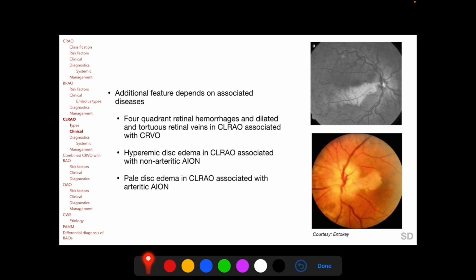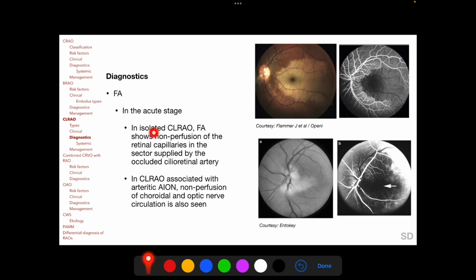edematous and pale. In the acute stage of isolated CLRAO, fluorescein angiography shows non-perfusion of the retinal capillaries in the sector supplied by the occluded cilioretinal artery, as seen here in this fluorescein angiogram corresponding to this color photograph. We may note here that a cherry red spot may also be found in cilioretinal artery occlusion if the cilioretinal artery supplies a large portion of the macula surrounding the fovea.